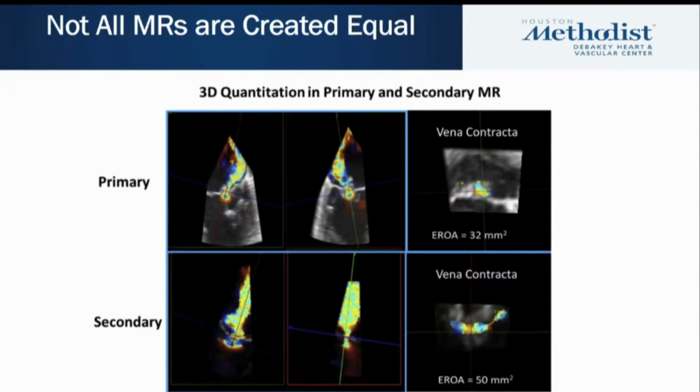And remember that there's a difference between primary and secondary MR. If you look at these 3D images of the vena contracta between primary and secondary MR, you can appreciate that the vena contracta in secondary MR is more elliptical or more oval shaped. So using PISA can significantly underestimate the degree of mitral regurgitation in this case.